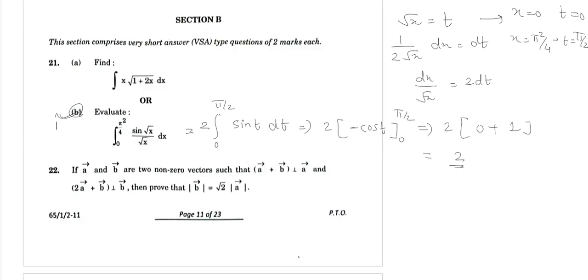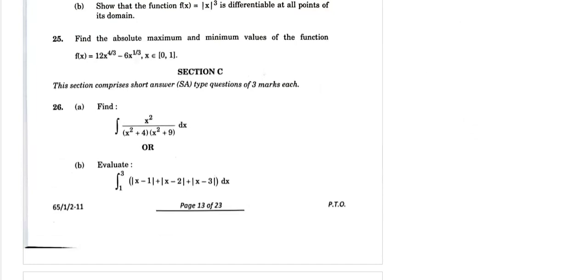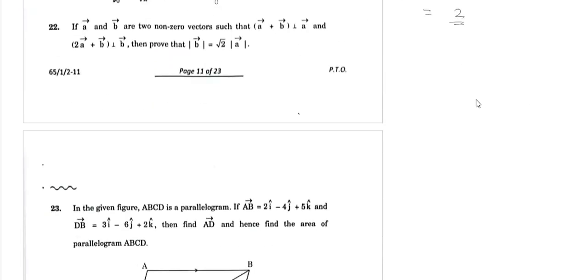Let us move to the next question now. Question number 22. If A and B are two non-zero vectors such that vector A plus vector B is perpendicular to vector A, and 2 times vector A plus vector B is perpendicular to vector B, then we need to prove that vector B is equal to root 2 vector A.